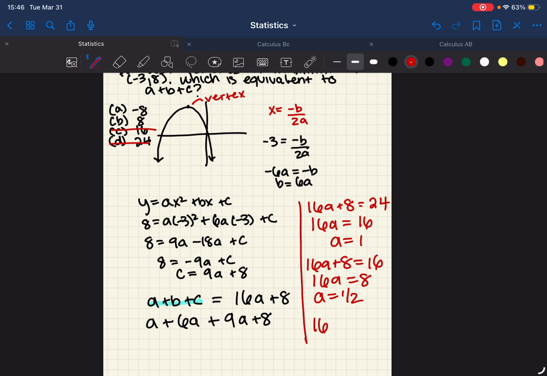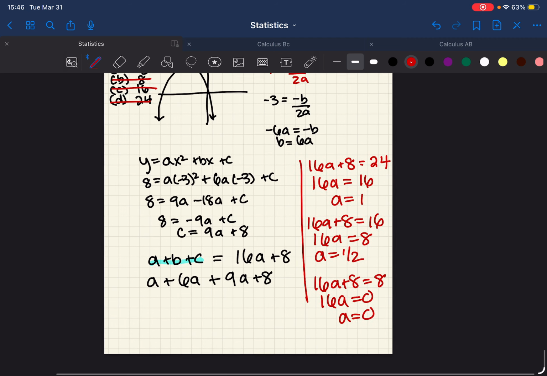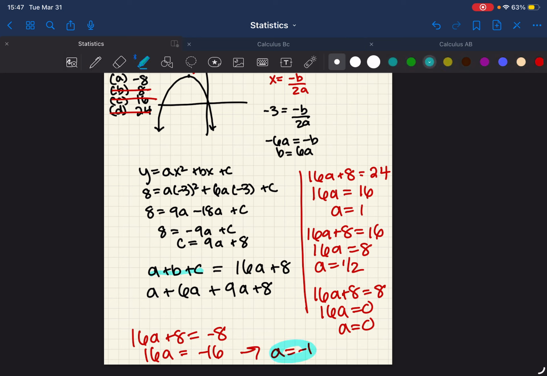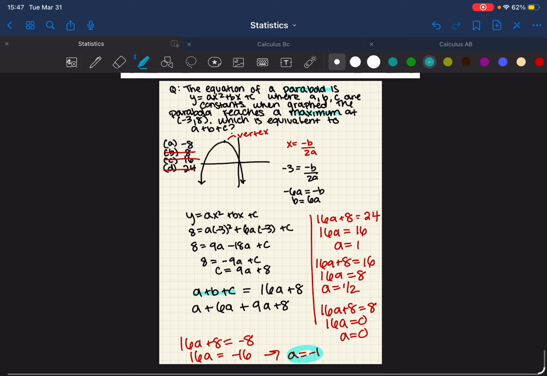Again, 16a plus 8 equals 8. Subtract the 8 over, I have 16a equals 0, which means a equals 0. Zero is neither positive nor negative, so it can't be this one. And then lastly, I'm setting it equal to negative 8, so I have 16a plus 8 equals negative 8. I subtract 8 to the other side, so 16a equals negative 16, which implies that a equals negative 1, which is what we wanted because we wanted our a value to be negative in order to turn our parabola upside down. So that means our answer here is A.